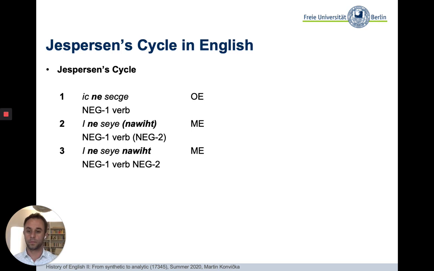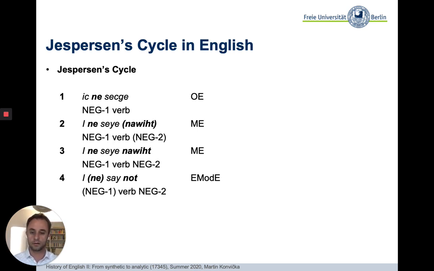Right. In the third step, the second negator actually becomes obligatory. So you have to use two negators together in order to produce a negative sentence. I ne say not. Later on, which in English happened in the early modern English period, the first negator, the original one, is so weak that it is not perceived as necessary anymore. And you sometimes use the ne in front of the verb, and sometimes you don't do that.